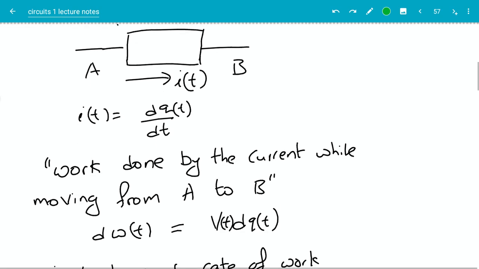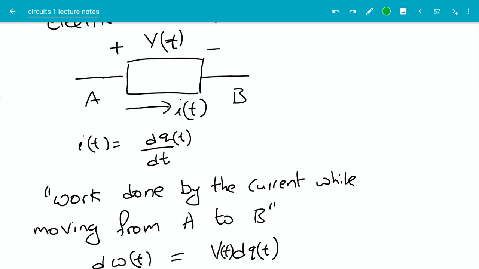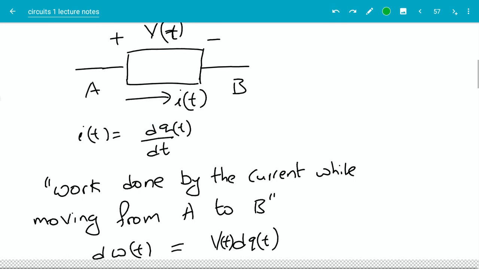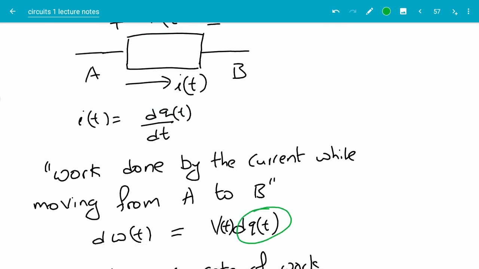When we talked about the definition of the voltage, we said that V of t will be the work you need to move a unit charge from B to A, right? That means if a charge moves from A to B, then it releases or does V of t amount of work for a unit charge. So if there is a charge of dq of t moving from A to B, then the work it does will be V of t times dq of t. That's how much work dq of t will do if it moves from A to B.